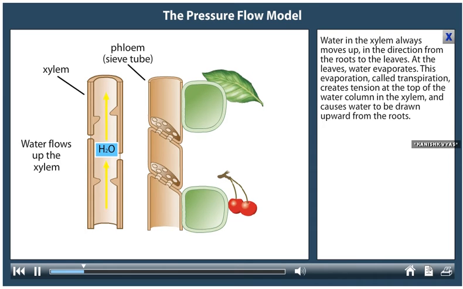At the leaves, water evaporates. This evaporation, called transpiration, creates tension at the top of the water column in the xylem and causes water to be drawn upward from the roots.